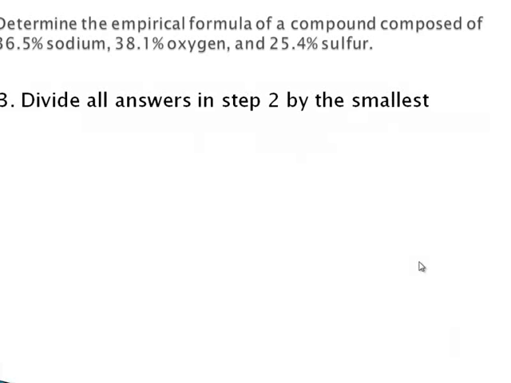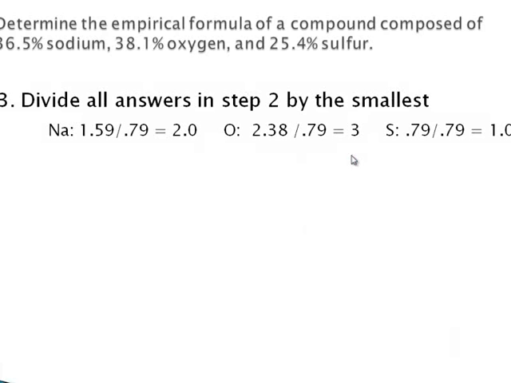Okay, so the third step is to divide all the number of moles I get in step 2 by the smallest number. The smallest number of moles was sulfur's at 0.79. I divide them all by 0.79, and I get 2 for sodium, 3 for oxygen, and 1 for sulfur. Okay, and this is how I come out with the simplest whole number ratio. It's just a sort of math trick for figuring out the least common multiple.